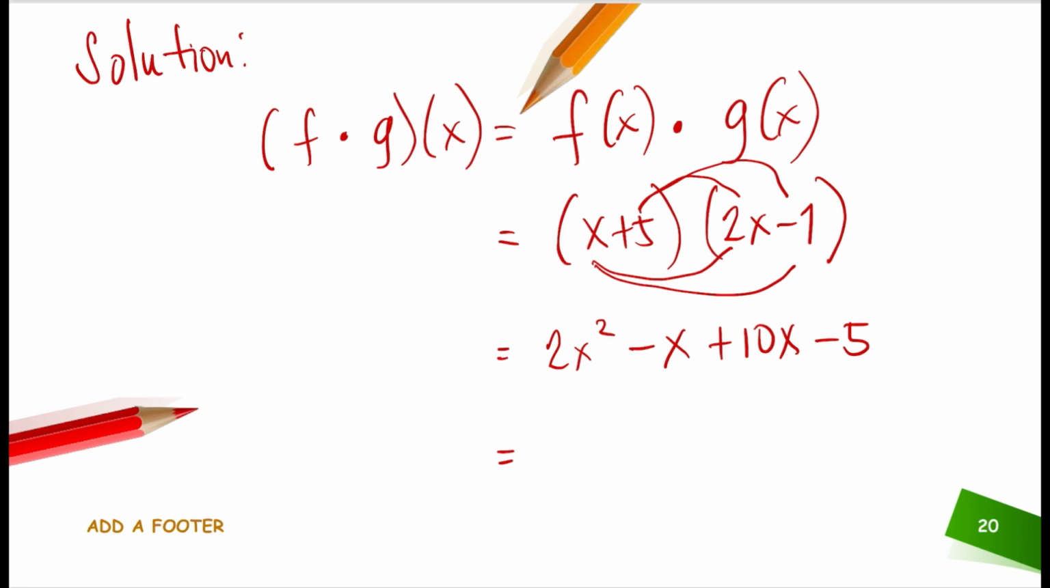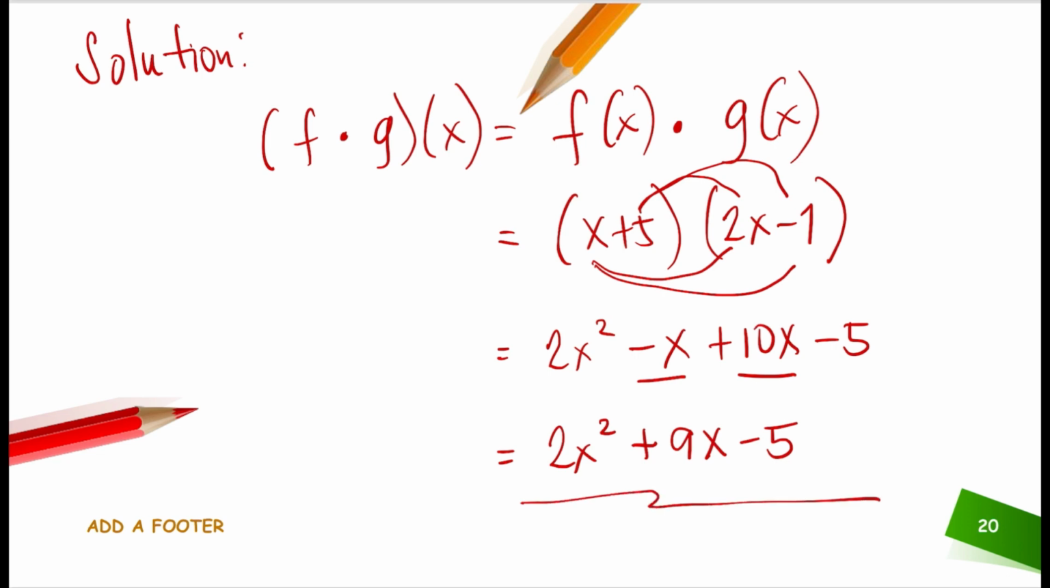Now, let's combine similar terms. 2x squared, bring down because it doesn't have a similar term. And let's combine negative x and 10x. They differ in sign, so the operation is subtraction, but we will copy the sign of the larger number, so it becomes plus 9x. Bring down minus 5. And that is the product of the two functions.